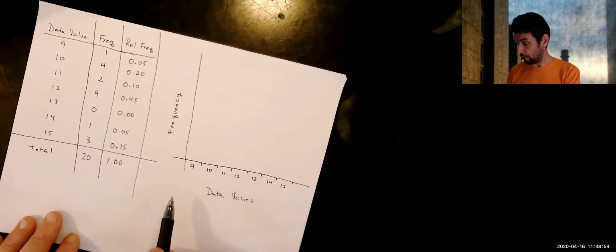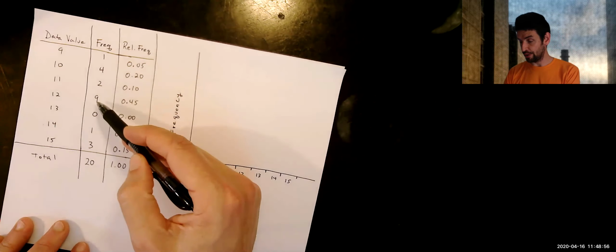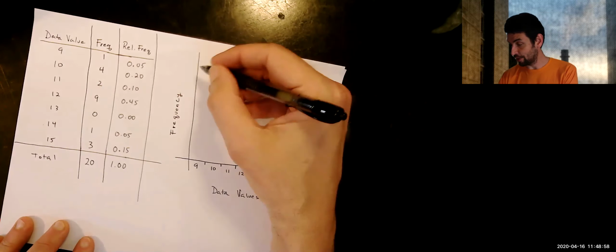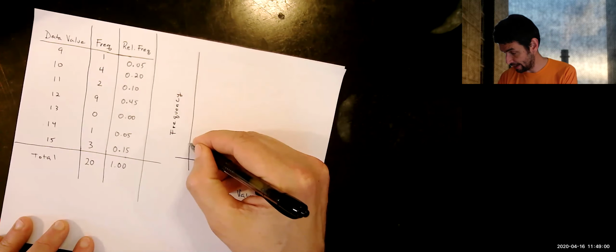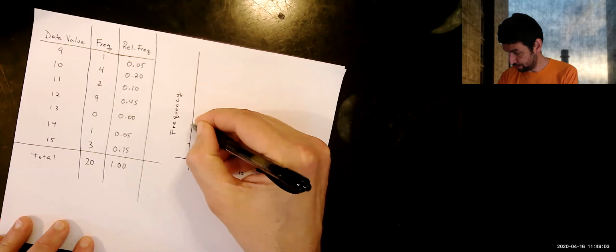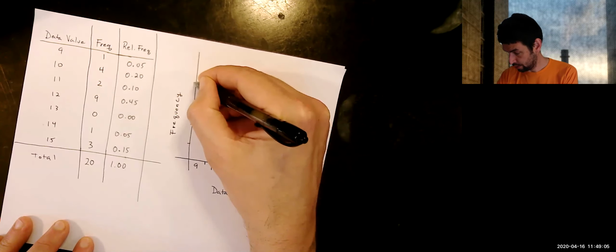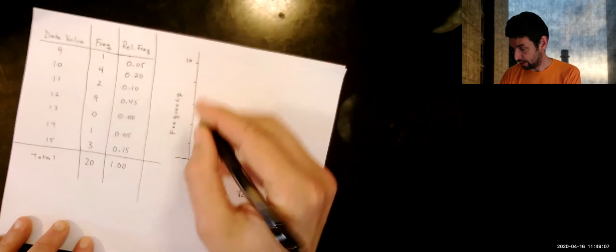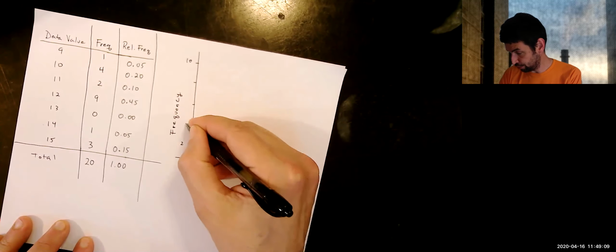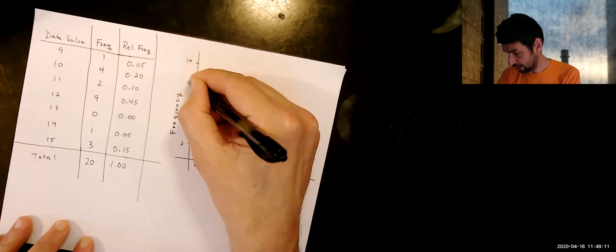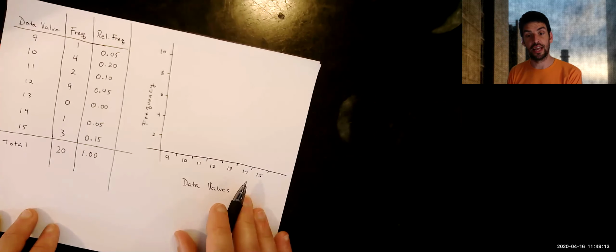Okay, so I'm going to give it a little bit of thought. I noticed my highest frequency is 9, so I'm going to go up to 10. So let me just do this. I'm counting by 2s. Right, so now I've got a scale on there.